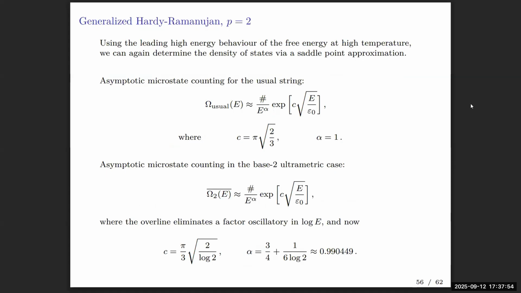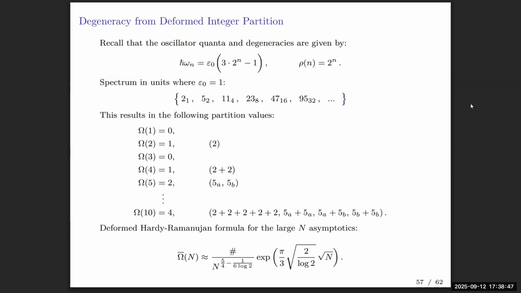Okay. So again, we can use this leading behavior at high energy, and we can perform a saddle point approximation. Let me just remind you, this is the standard non-relativistic string, the Hardy-Ramanujan behavior: you have some power of E times an exponential of square root E, with some coefficient, and the power of E sitting in front of the exponent being 1. Here's what we get when we average out over these fluctuations in the base 2 case. So you really do get this square root E behavior. The coefficient is slightly different, but it depends on your unit of energy, so this is not really a universal quantity. And the power of E is no longer 1; it's some number very close to 1. But the leading behavior is, again, we take the logarithm, we get the entropy, which again has the square root E behavior that we wanted. So that's sort of the upshot.